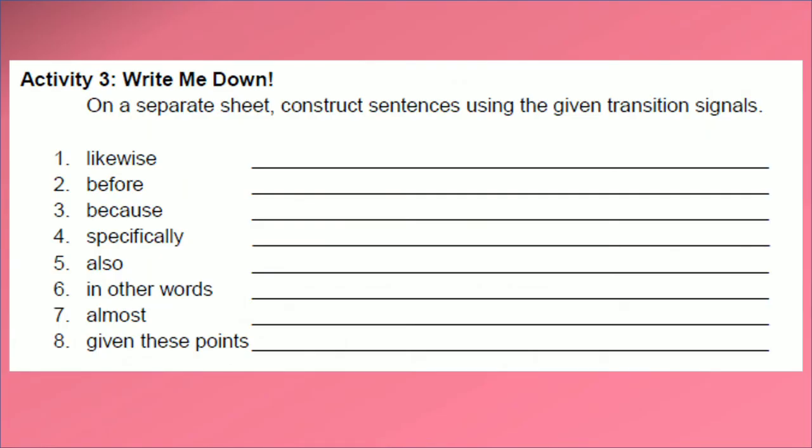Ngayon, based sa ating nalaman, kayo na naman ang magsusulat. Meron ngayong mga 8 transition signals na dyan na nilagay. Kayo ang gagawa ng mga sentences gamit ang transition signals na yan. Number 1, likewise. Number 2, before. Number 3, because. Number 4, specifically. Number 5, also. Number 6, in other words. Number 7, almost. And number 8, given these points.